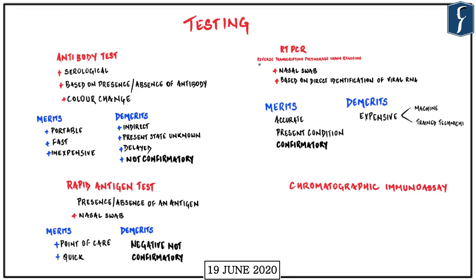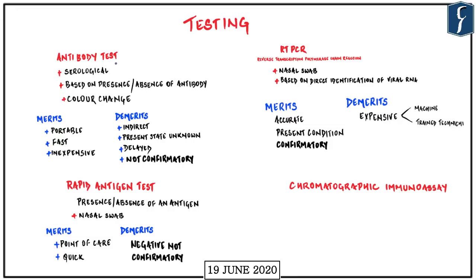Then a news item appears on page number 3: rapid antigen testing starts in city. Now, in this context, it is important to take a look and compare the three tests which are now available in our country with respect to COVID-19. And we shall deal with them, placing special emphasis on merits and demerits, as well as trying to identify the underlying principles in each one of them.